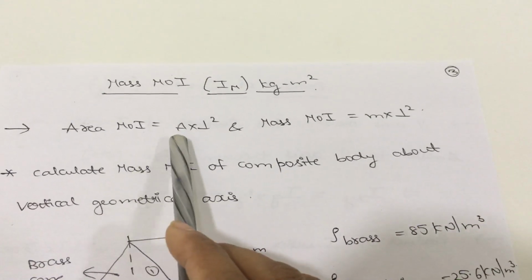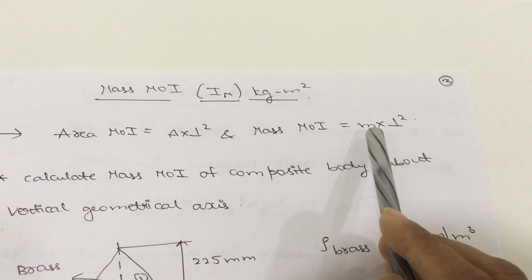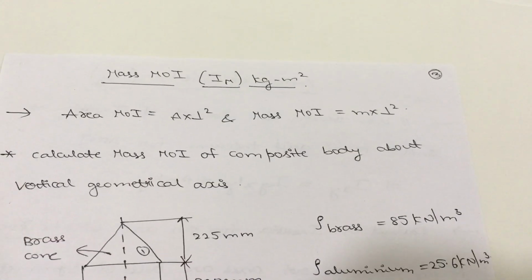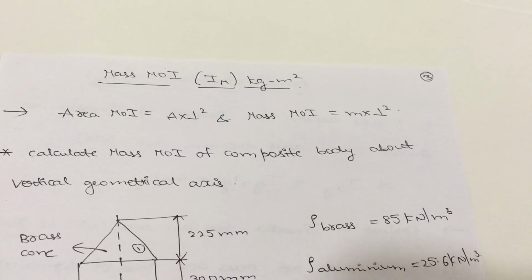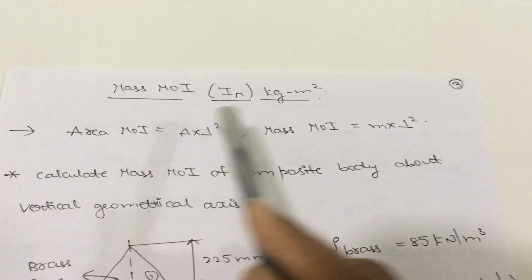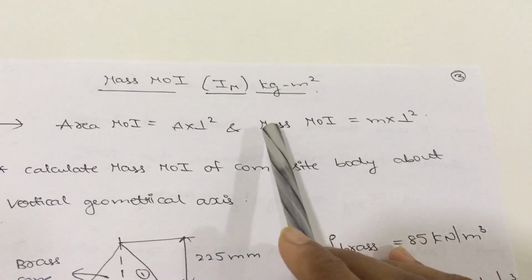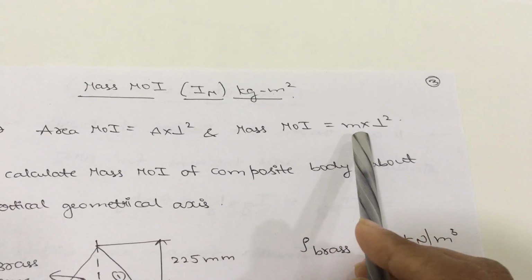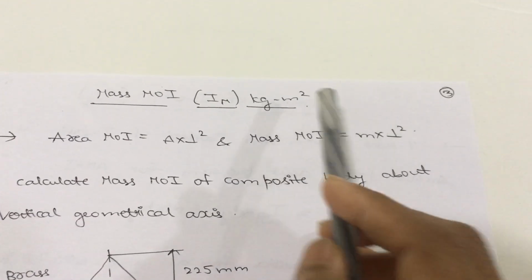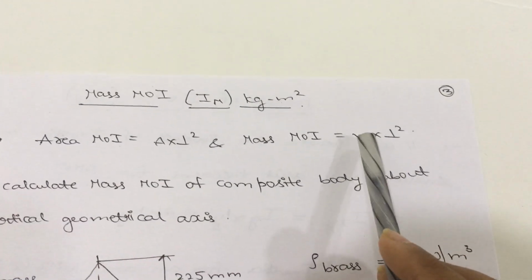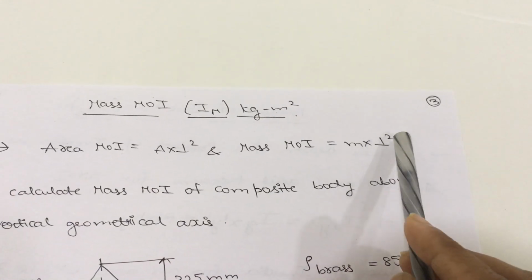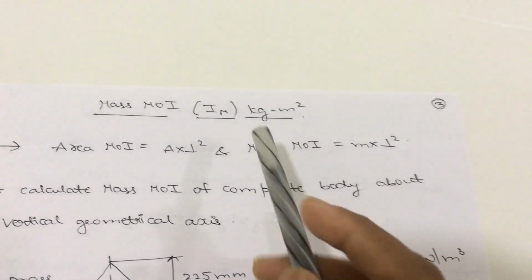So in place of the area you will get the quantity mass, and the perpendicular distances will be the same. To the x base you will get the y distances, and to the y base you will get the x distances, the perpendicular distances. So here area is replaced by mass for solid bodies. Mass moment of inertia is given by mass into perpendicular distance square, and the units are expressed in kg meter square. Why? Because mass units are kgs, and distance units are meter square.